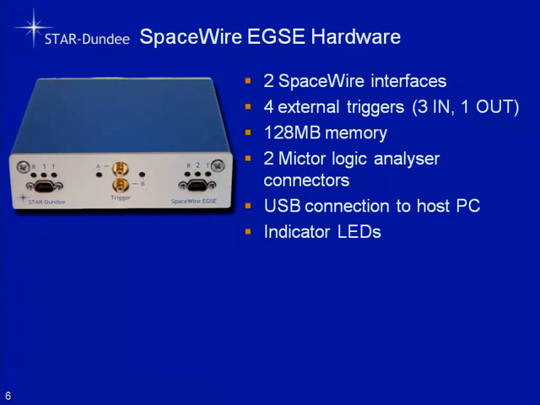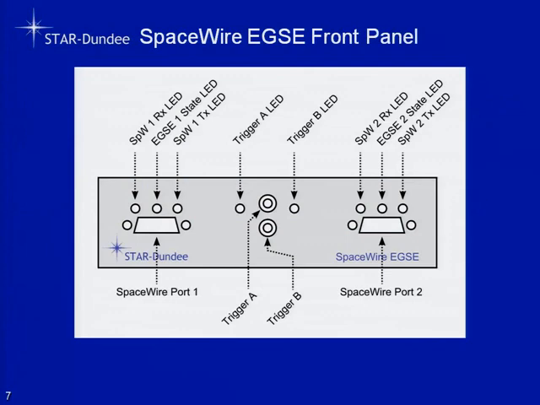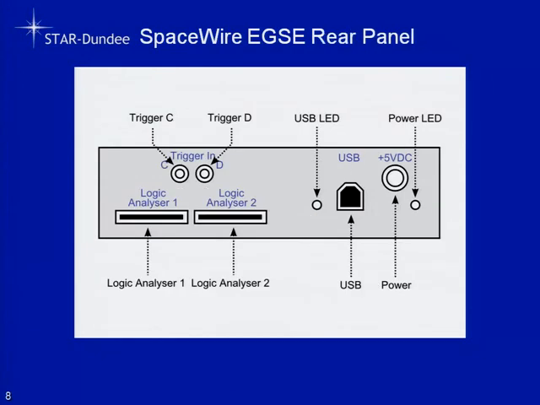Okay, so the hardware itself is shown here. This is a little box. It's one of the boxes about this sort of size. It has two SpaceWire interfaces, some triggers. It includes 128 megabytes of memory inside. We've got some logic analyzer connectors, and there's a USB connector for connecting up to the host computer. This shows the front panel, so there's the two SpaceWire interfaces and various LEDs and triggers. And on the back, we've got the USB interface, power. We've got some logic analyzer connectors for helping debug things, and some more triggers as well.